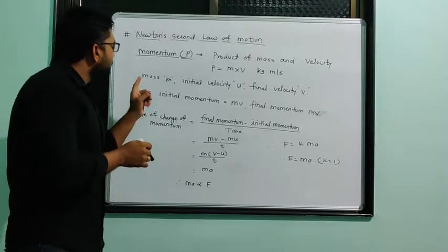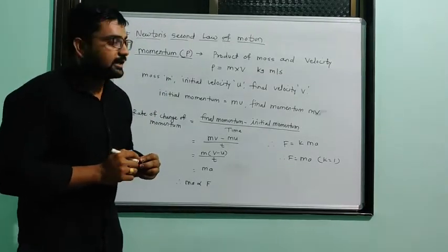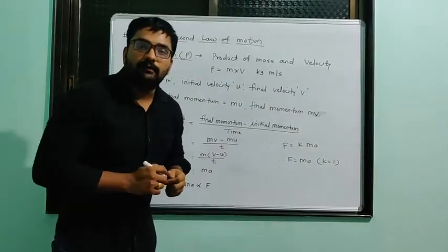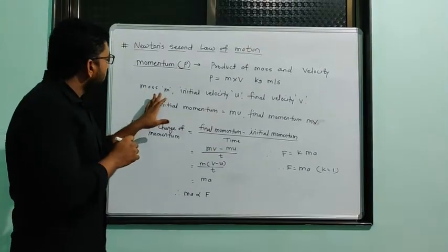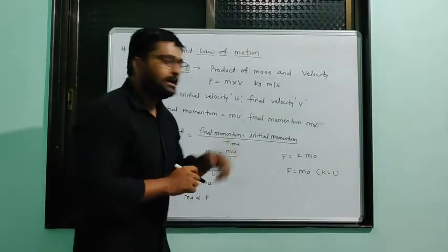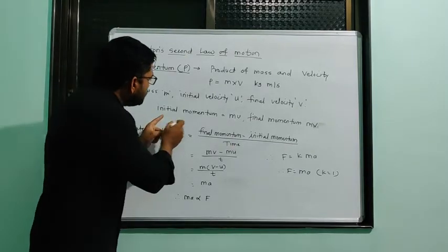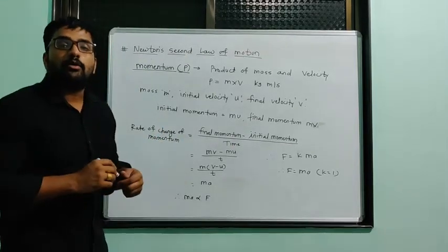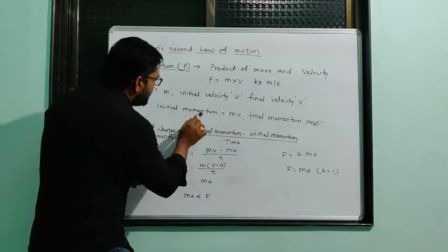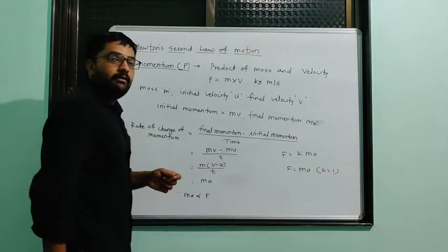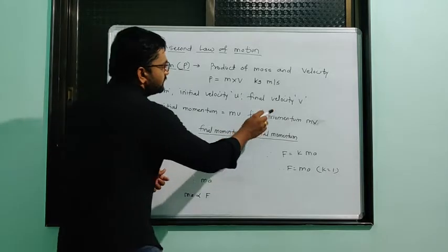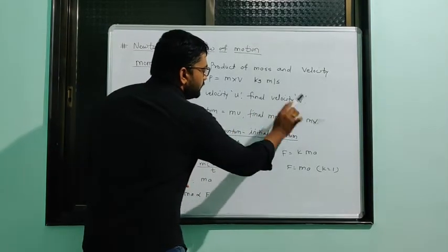Now suppose m is the mass of an object, it moves with initial velocity u and its final velocity will be v. So its initial momentum is simply the product of mass and velocity. Mass is m and initial velocity is u, so its initial momentum will be mu. Then its final momentum will be mass into final velocity, m into v.